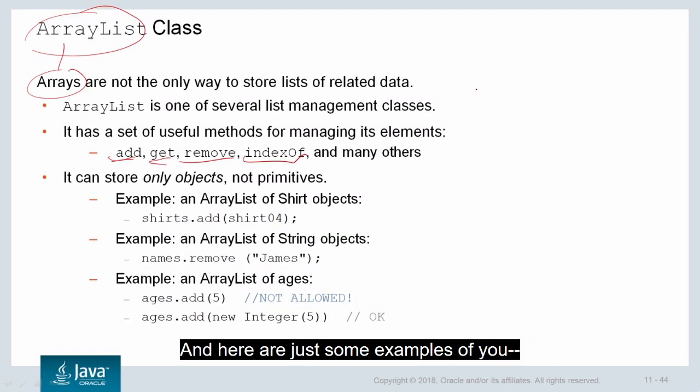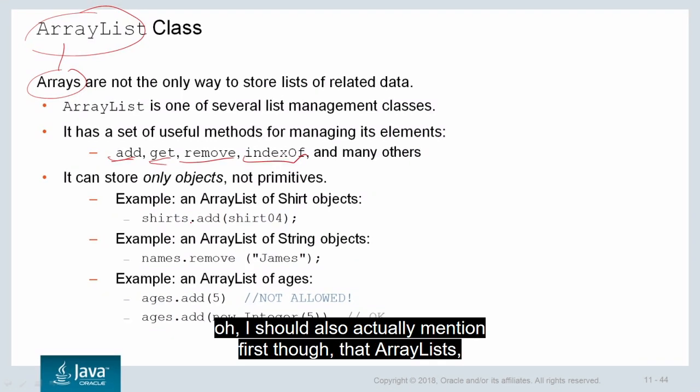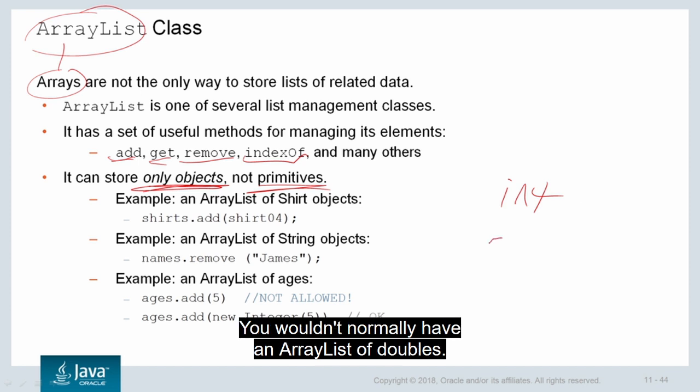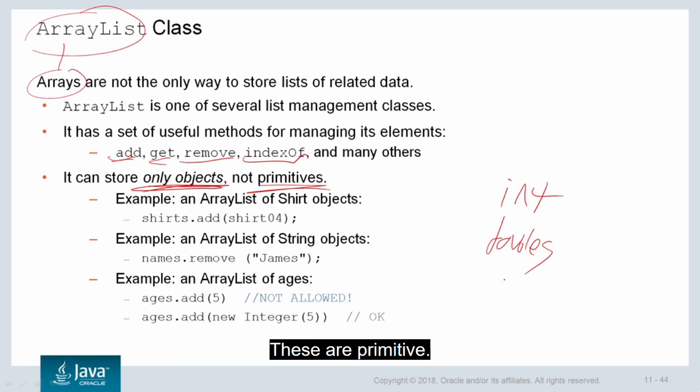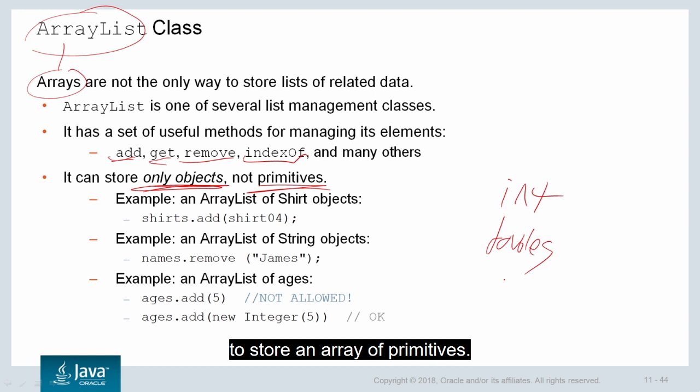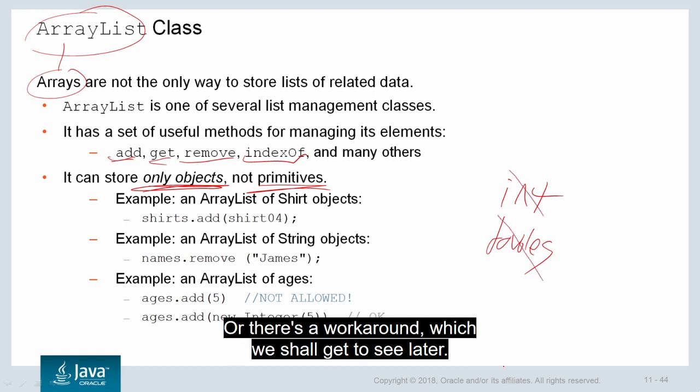And here are just some examples. I should also mention first, though, that array lists only work with objects, not primitives. So, okay, there are workarounds, but you normally wouldn't have an array list of ints. You wouldn't normally have an array list of doubles. These are primitive. So instead, you'd want to consider using an array to store an array of primitives, or there's a workaround, which you'll get to see later.